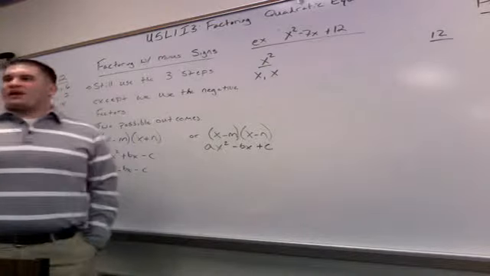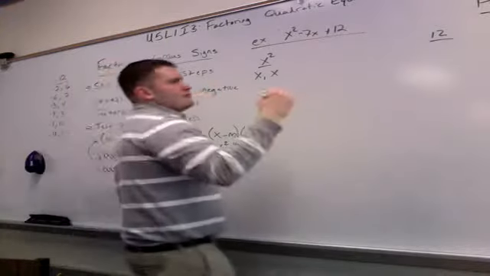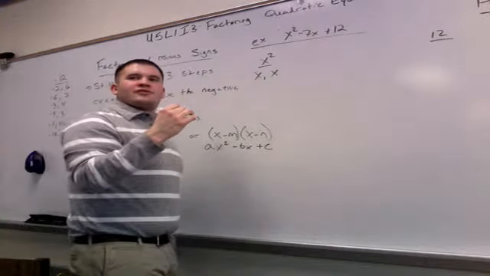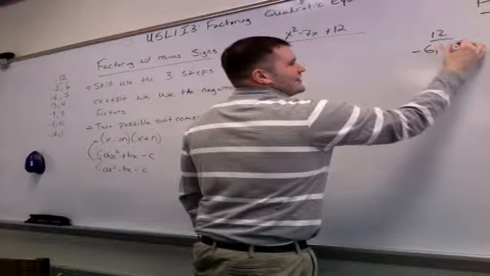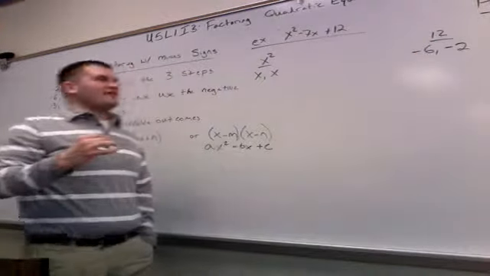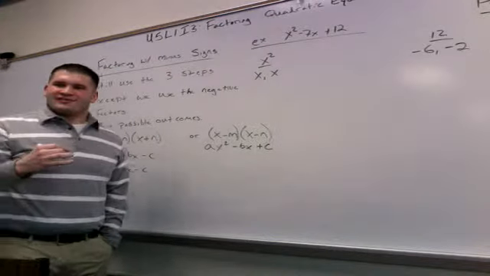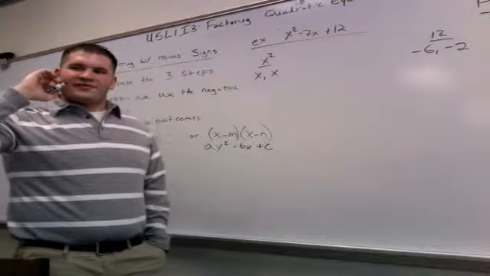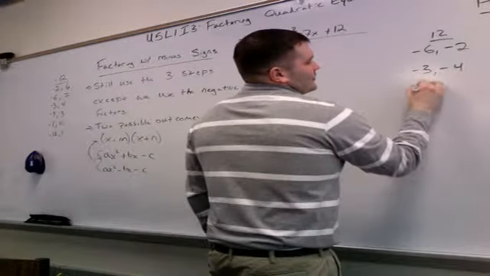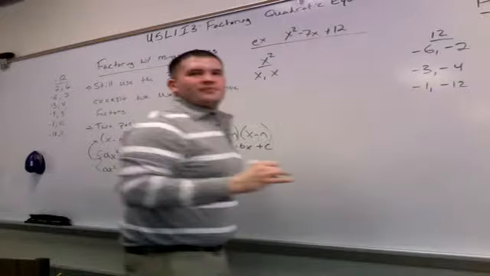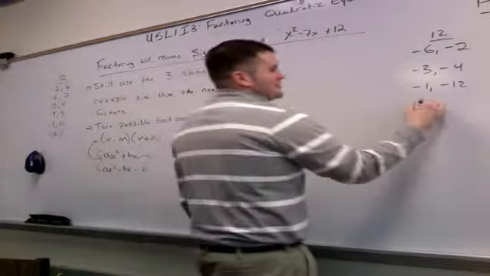Okay. What's the factors of 12? Michael? Negative 6 and negative 2. That's one set of factors. What's another set of factors? Negative 3, negative 4. Negative 1, negative 12 works too, right? And all the positives work as well.